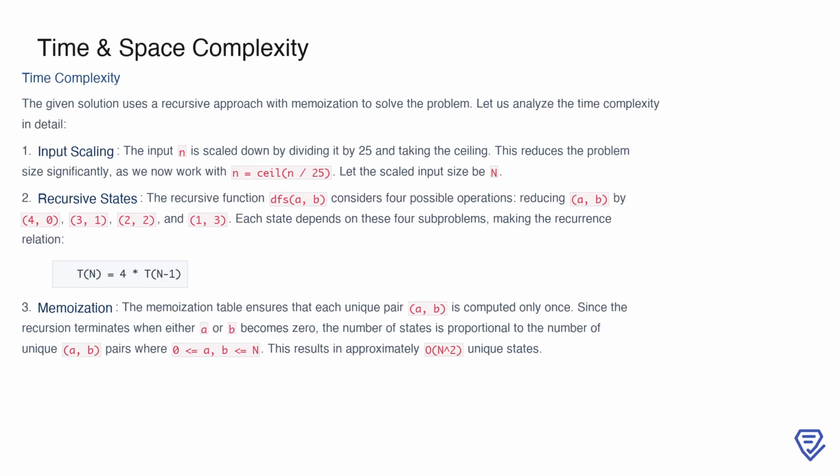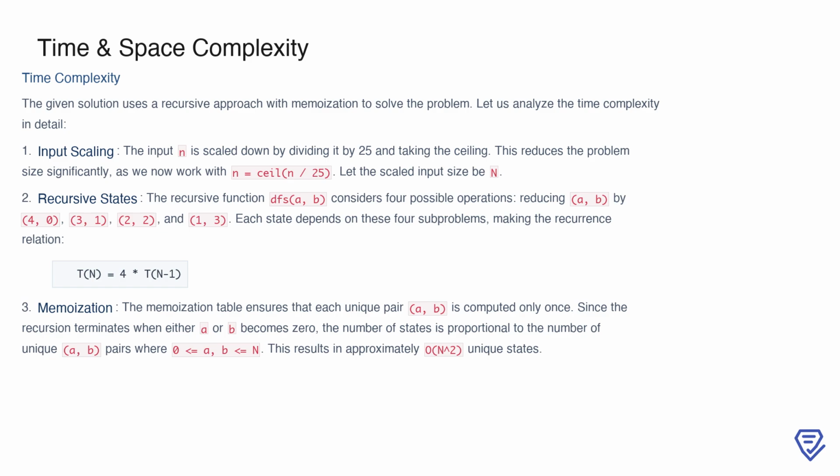To analyze the time complexity of our solution, we start by recognizing that the input n is scaled down. Instead of working with the original value of n, we divide it by 25 and round it up to the nearest integer. This means that our problem size is effectively reduced, and we now work with a scaled input n equals ceil(n/25). From there, the recursive function dfs(a, b) operates by considering 4 possible transitions, reducing (a, b) by (4, 0), (3, 1), (2, 2), and (1, 3).